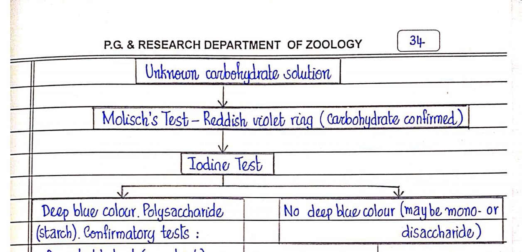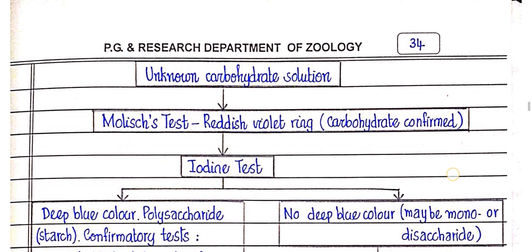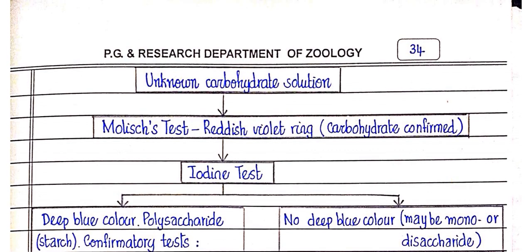Unknown carbohydrate solution. First we will be performing the Molisch test. A reddish violet ring is present. That indicates carbohydrate is there. So carbohydrate presence is confirmed.